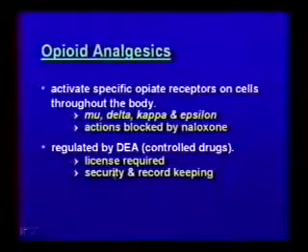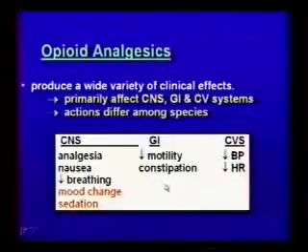And in order to use opioid analgesics, in order to be able to prescribe opioid analgesics, you must have a license to do so, as well as appropriate security on your premise for storing these agents and maintaining proper records for your use of these agents to validate your use of them. The opioid analgesics in general can produce a wide variety of symptoms and effects in animals. They are not just purely analgesics, and I've tried to indicate that here.